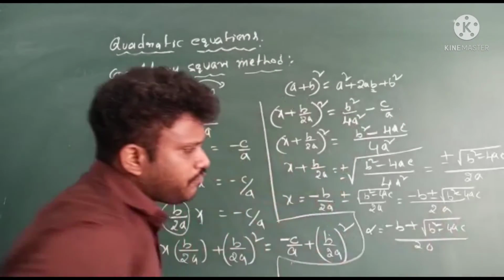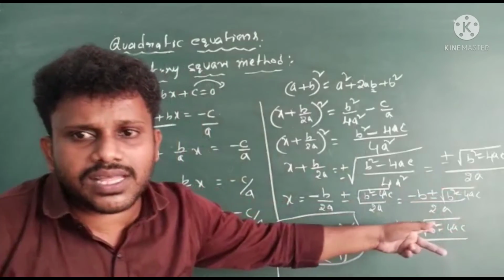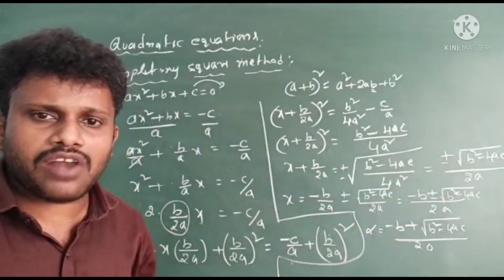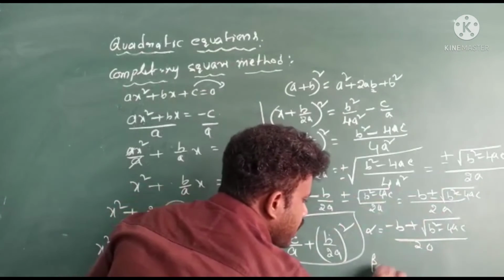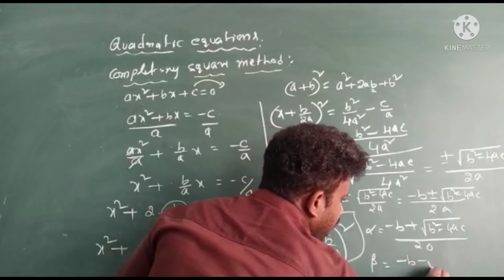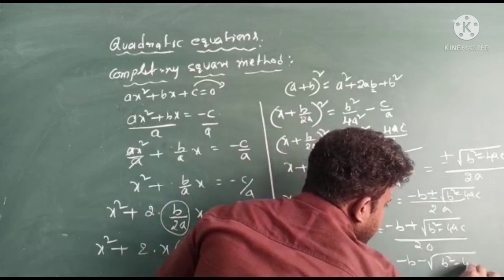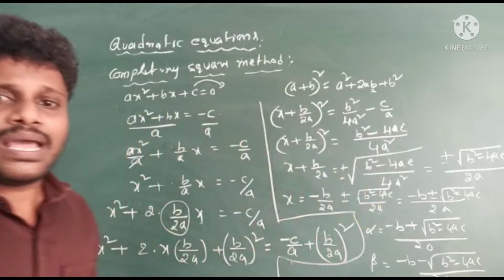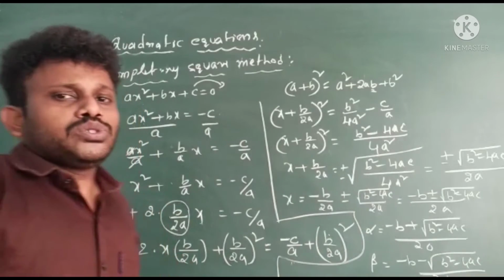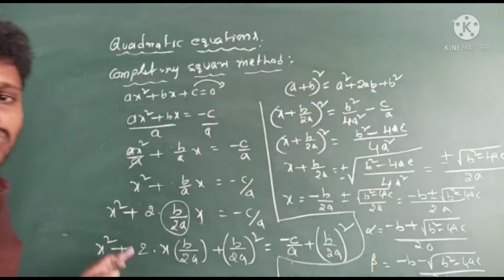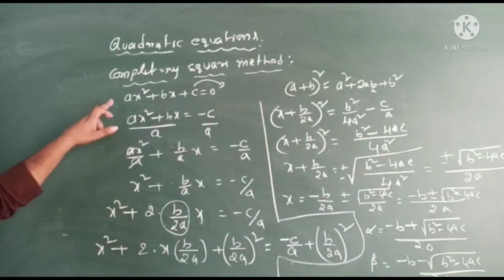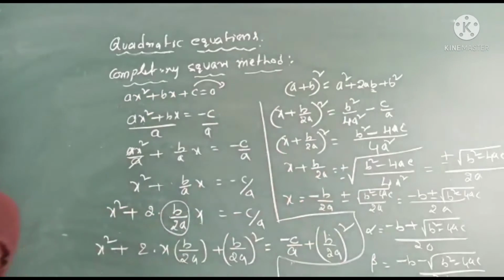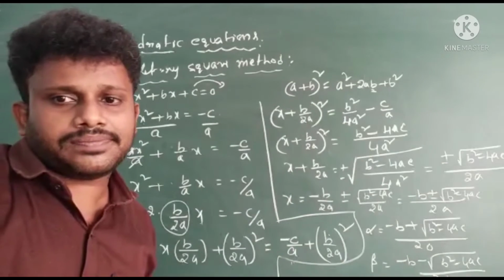In place of plus, if you consider plus or minus, two symbols are there, no? If you take plus, that will be considered as the first root alpha. If you take minus, beta is equal to minus b minus root under b square minus 4ac by 2a, which will be considered as the second root, that is beta. So this is the completing square method, for ax square plus bx plus c is equal to 0. By using the completing square method, we have to solve like this.